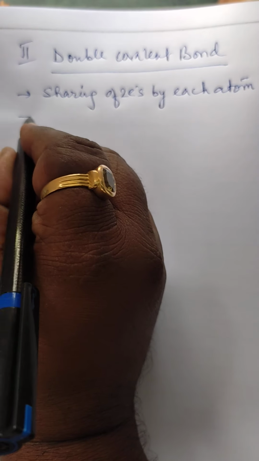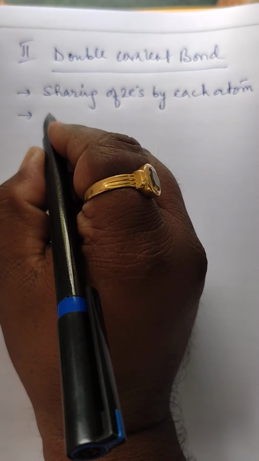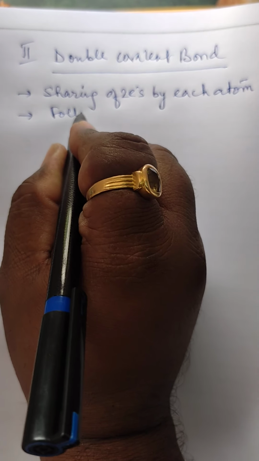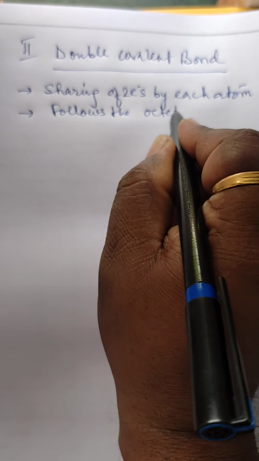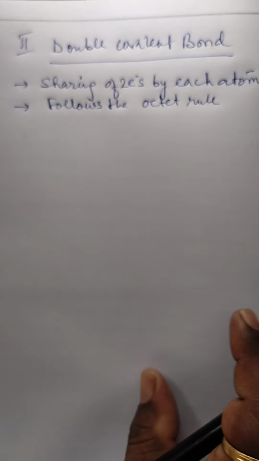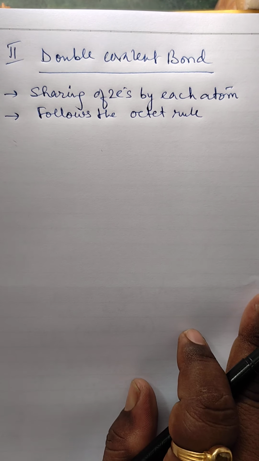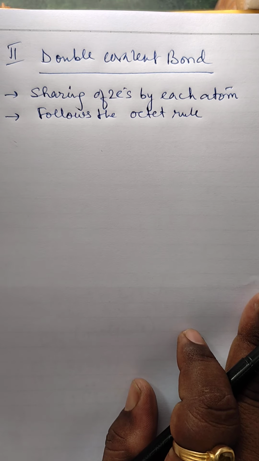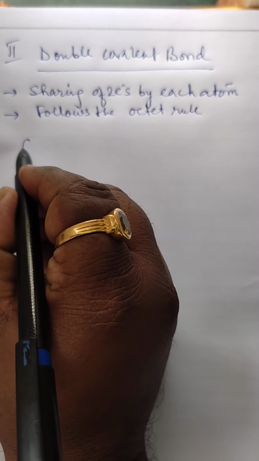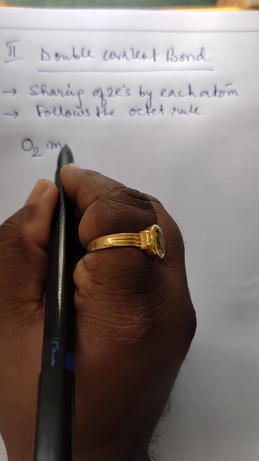Now the next point is that here also it follows the octet rule. That is, each atom has a tendency to have 8 electrons in their outermost shell. One example will make you clear. For example, see oxygen molecule.